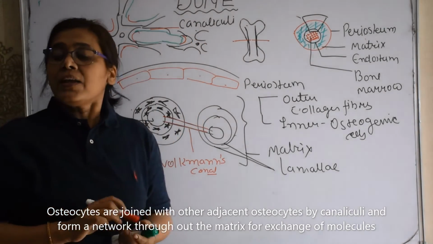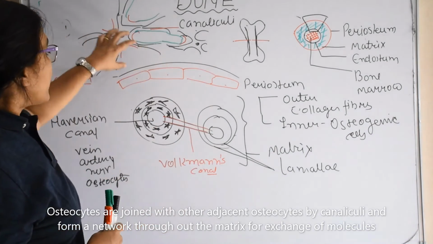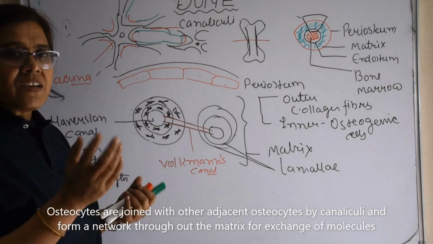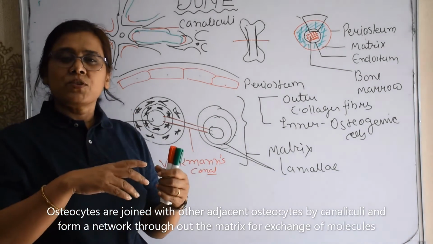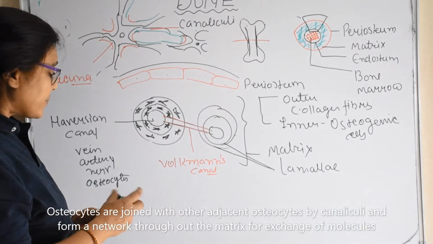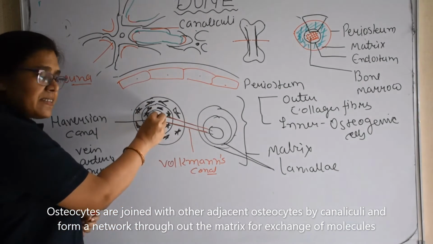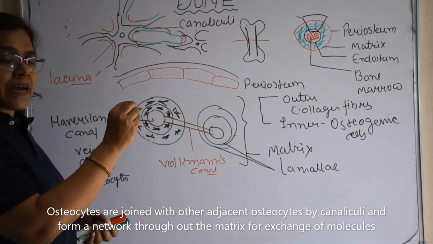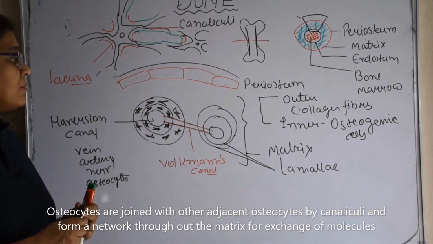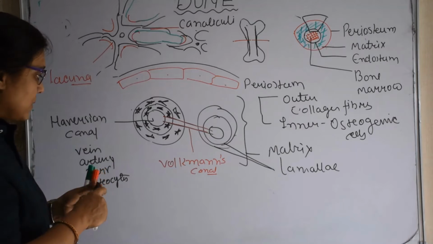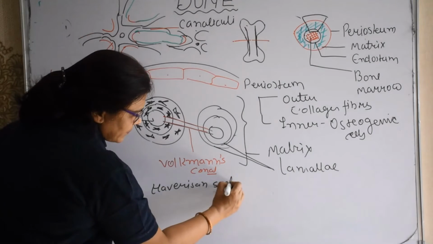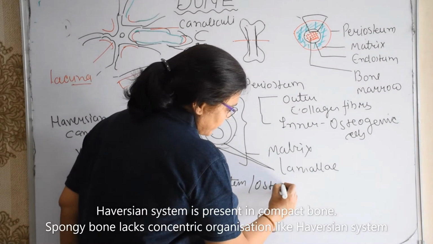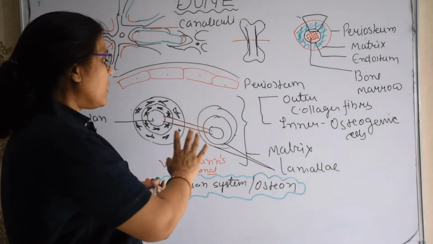So through canaliculi, the osteocytes are connected with the adjacent osteocytes to exchange, to transfer certain types of molecules. This Haversian canal and the lamellae along with the osteocytes form a system that is called Haversian system, or it is called osteon. This was about the matrix.